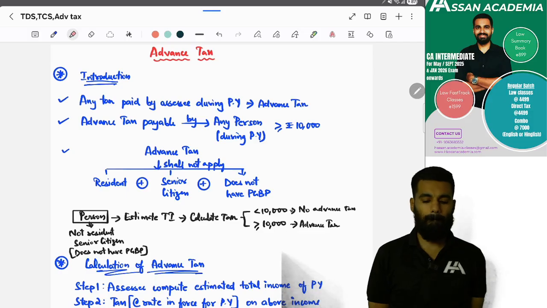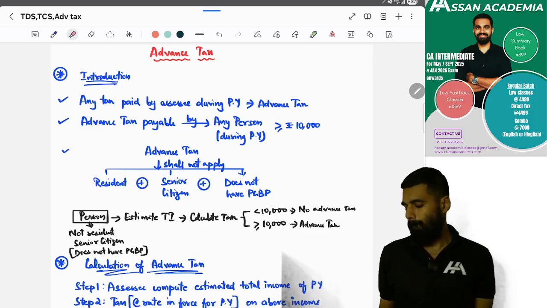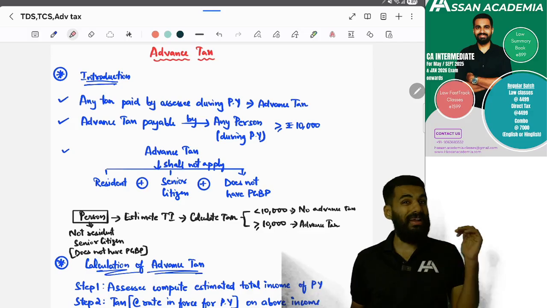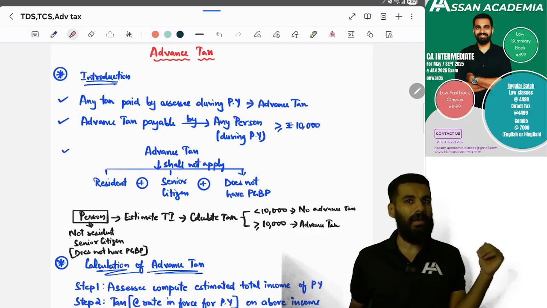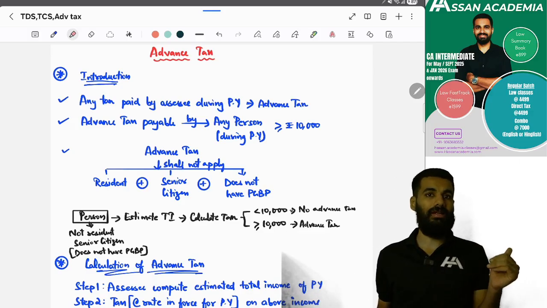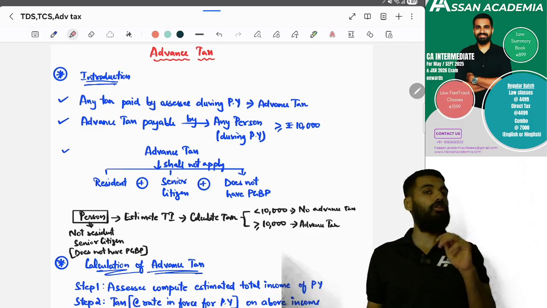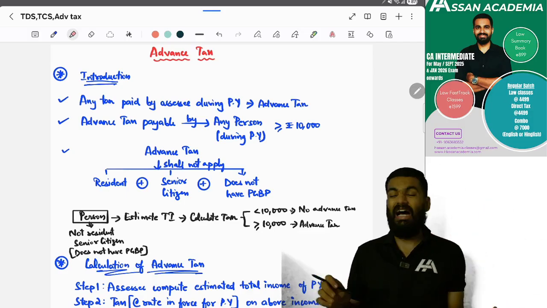Advance tax. Sir, if I am making payment in the assessment year, any tax I am making in the assessment year is self-assessment tax. But if I am making payment during the previous year, and it is not TDS or TCS, it is advance tax.